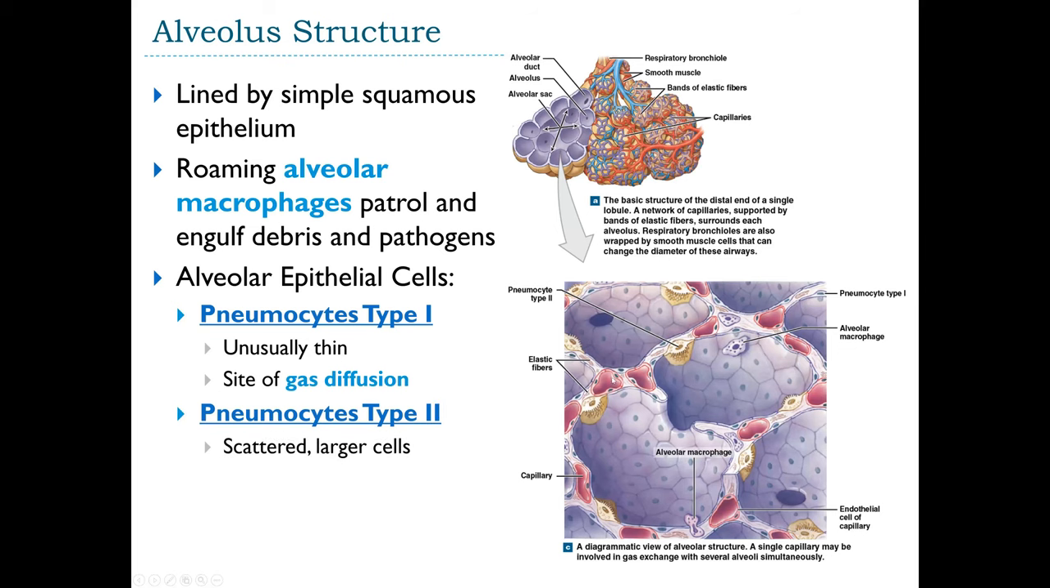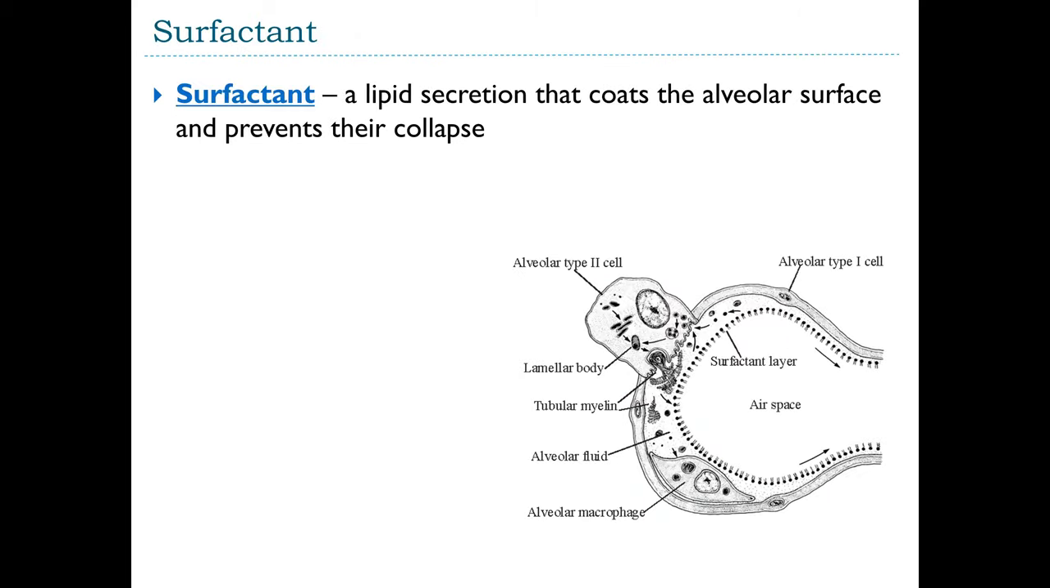The other type of cell are the pneumocytes type 2, and those are shown in this picture as the scattered yellow cells. So the cells are scattered around and they are larger. And the purpose of these is to produce a substance called surfactant. Surfactant is a lipid secretion that coats the alveolar surface and prevents their collapse. So in this picture, we have two alveolar type 1 cells. There's one up here and one down here. Actually, there's three. I see a third nucleus. And then it's also showing you the alveolar type 2 cell, which is making the surfactant.